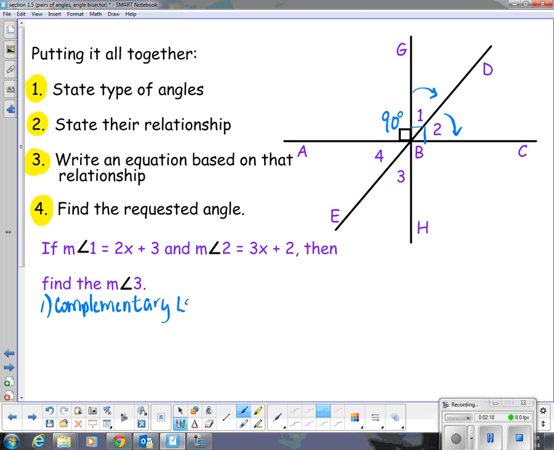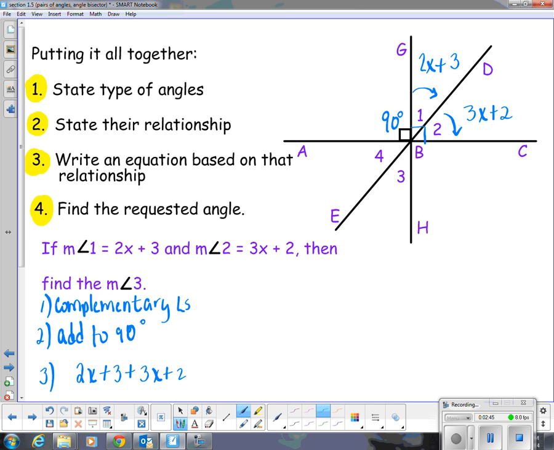All right. Now part 2 is what is the relationship? That means add to 90 degrees. So now that means that this is 2x plus 3. This is 3x plus 2. So the equation I would write, it tells me to add, so I'm going to take 2x plus 3 plus 3x plus 2, and it tells me to set them equal to 90. So I set it equal to 90.